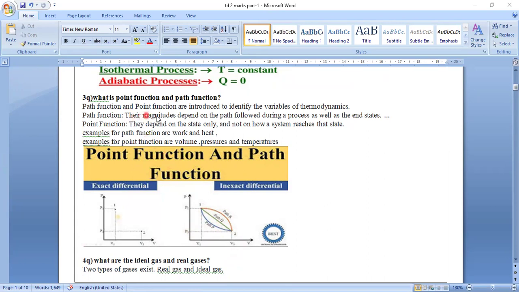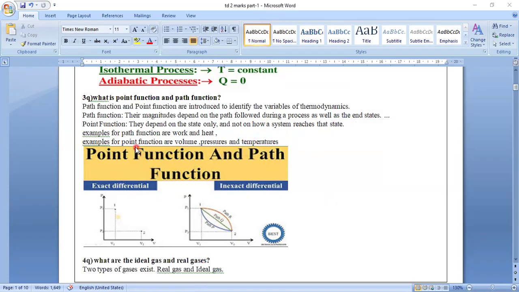So the path function and point function are introduced to identify the variables of thermodynamics. What is path function? Path function magnitudes depend on the path followed during a process as well as the end states. So what is the point function? They depend on the state only and not on how a system reaches that state.